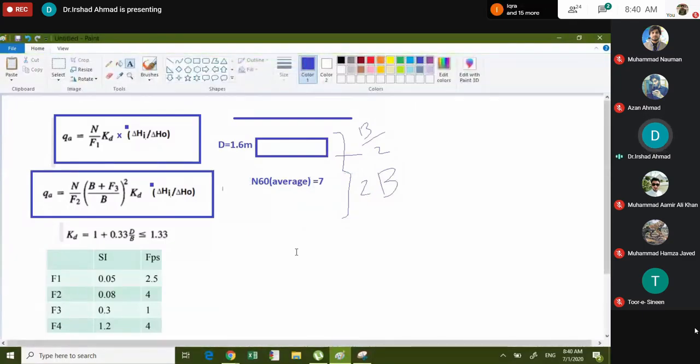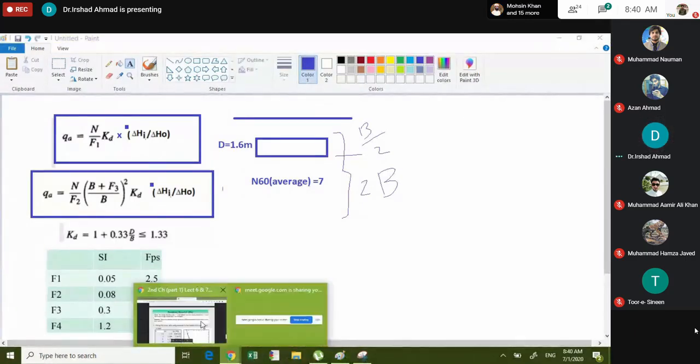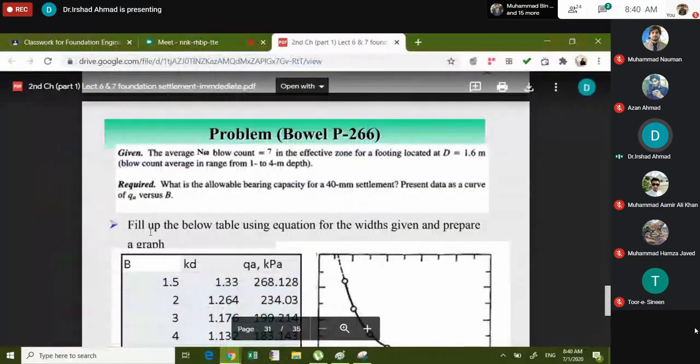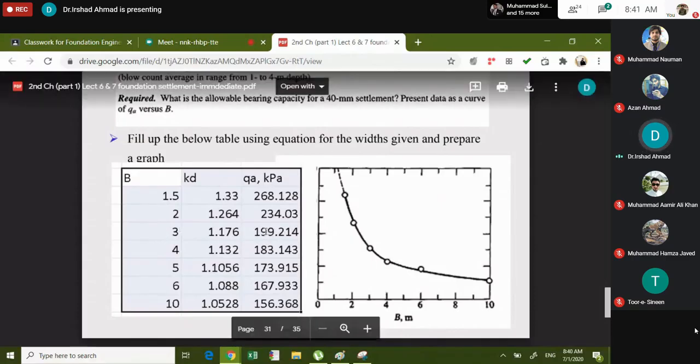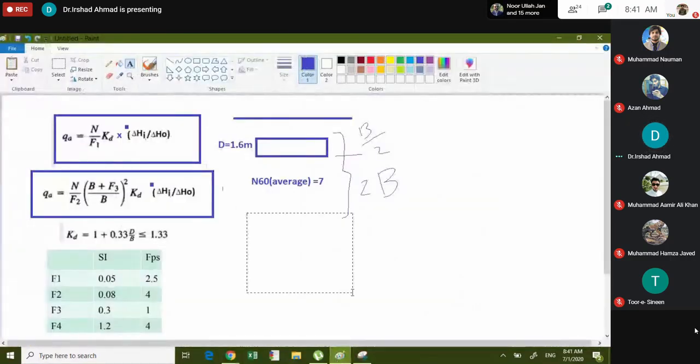What is asked is to find QA for different values of B. You see, there are different values of B, and these are the corresponding QA values. You would only find for B equal to 3 meter. When B is equal to 3 meter, what is the value of QA? Let's find it here.